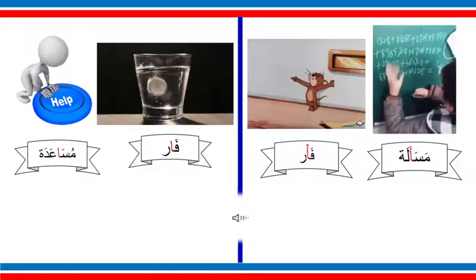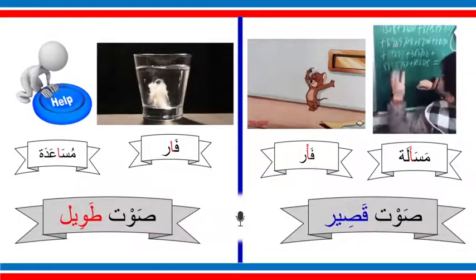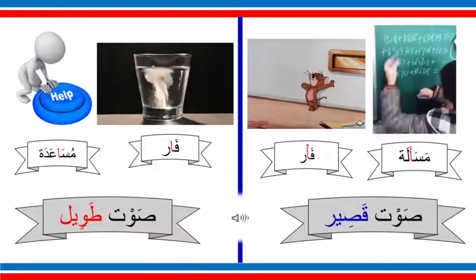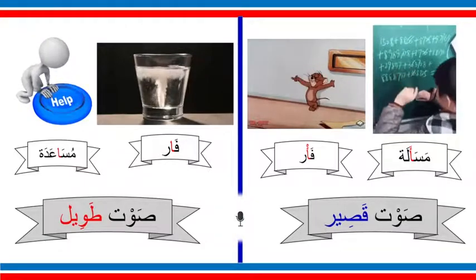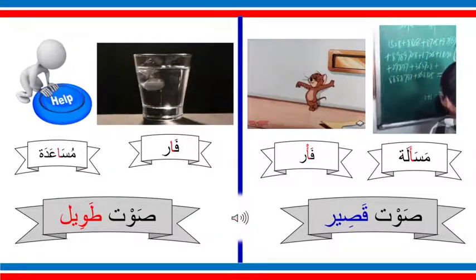مسألة and فأر are صوت قصير because they have همزة, and فار and مساعدة are صوت طويل because they do not have همزة.